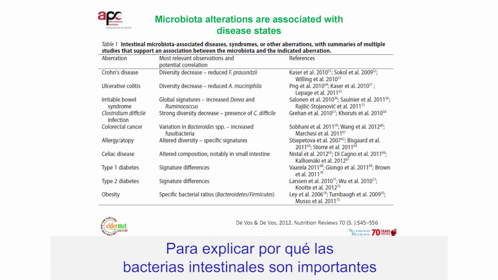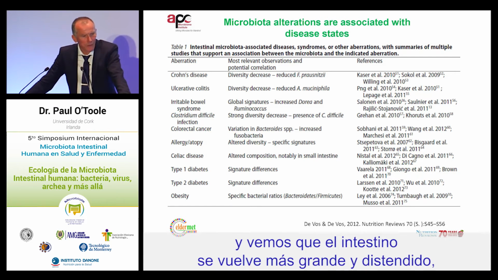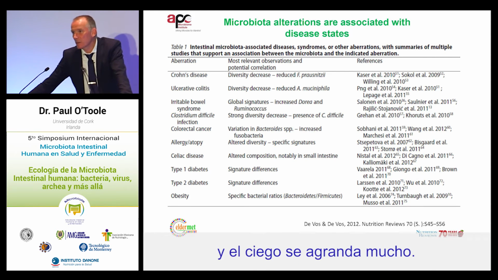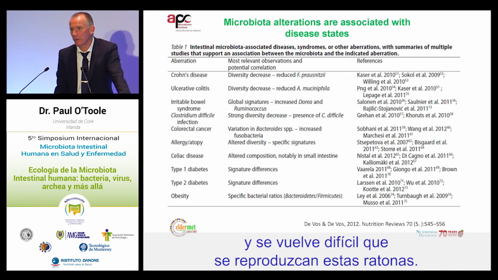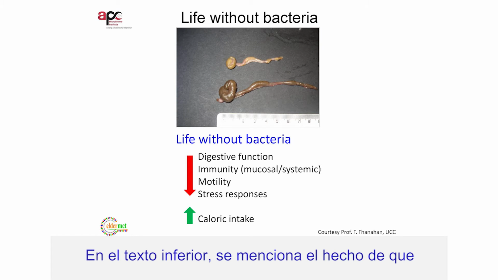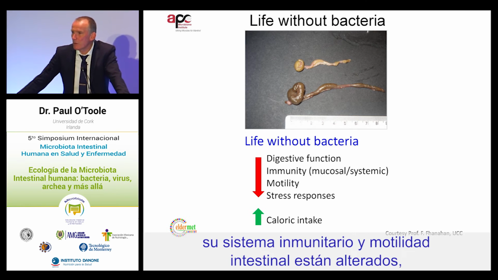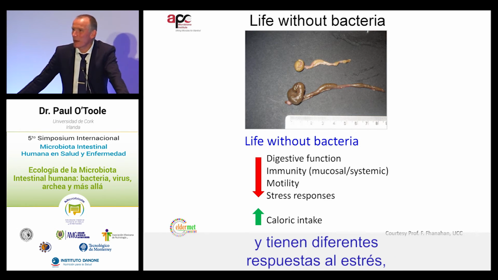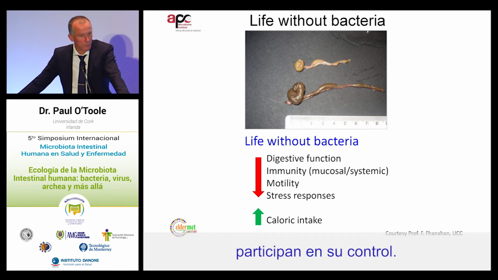A good way to explain why bacteria in the gut are important is to look at animals which don't have any gut bacteria. What you notice is the gut becomes larger and distended, and the cecum becomes very enlarged. It becomes so enlarged it impacts on the uterus, and it's hard to get these female mice to breed. The text below mentions the fact that the digestive function of these mice is reduced, their immunity is altered, the gut motility is altered, and they have different responses to stress, suggesting that the bacteria normally present in the gut are involved in controlling this.